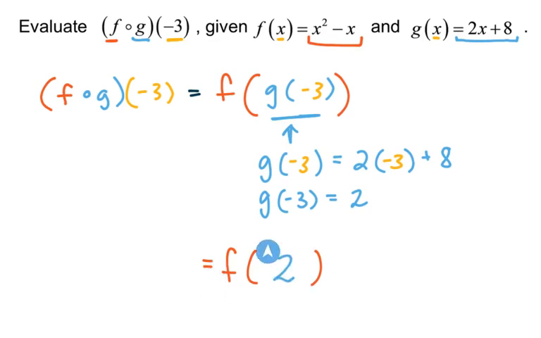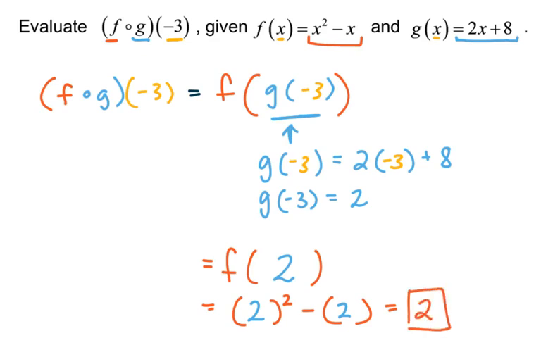So if I asked you to evaluate this step, you'd say, well, that means I plug 2 into f. And my f function, f of 2, I'm going to plug 2 in there, x squared minus x. So wherever there's an x, I plug in 2. That gives me 4 minus 2, which simplifies to 2.